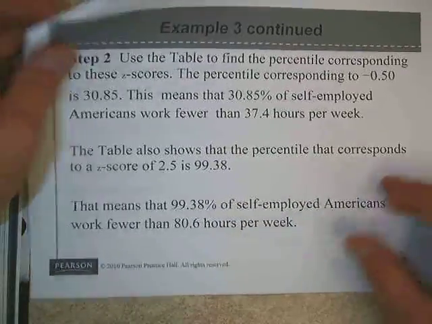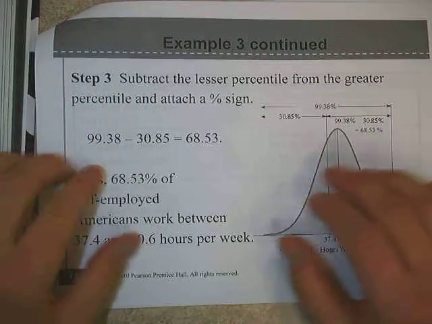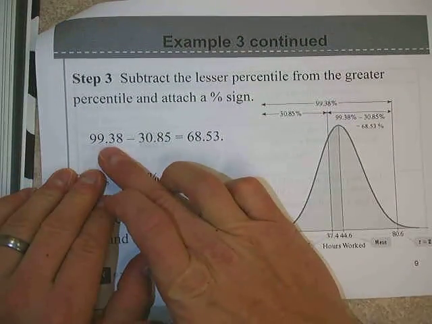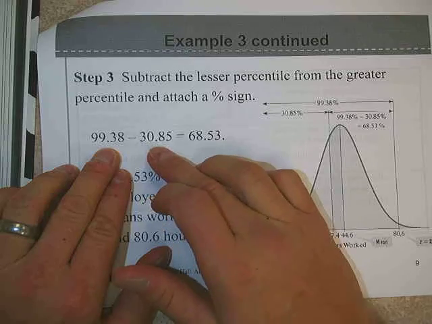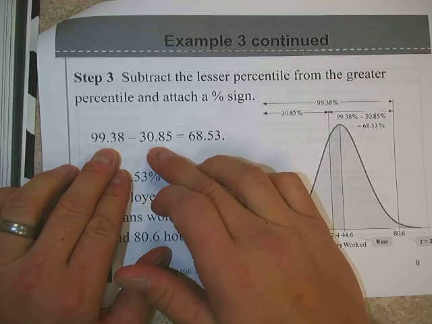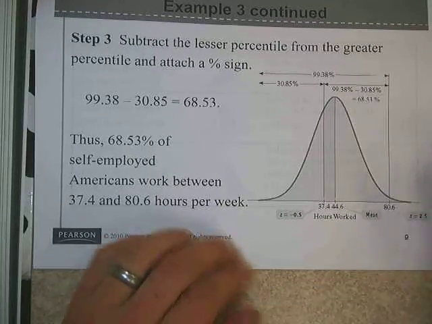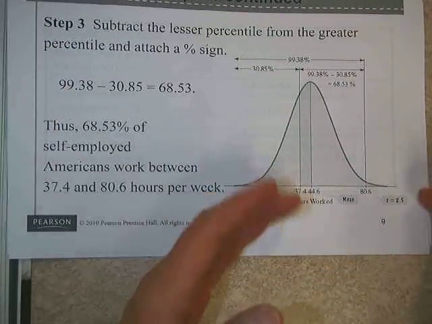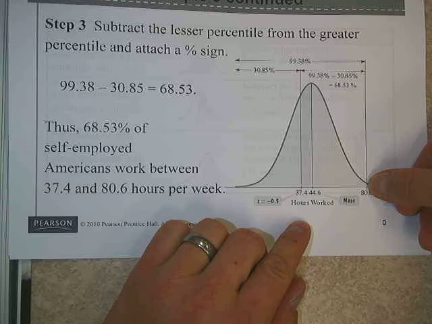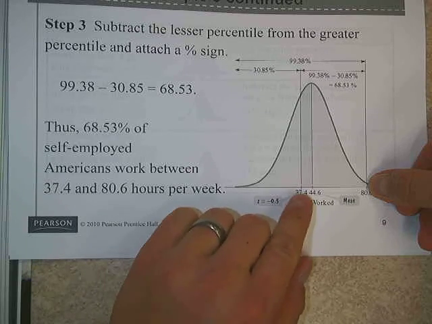And ultimately, the two numbers that we got, of course, as I mentioned, are the 99.38. This is for the z-score of 2.5. This one corresponds to the z-score of negative 0.5. Okay, and ultimately, if we subtract those two, that's going to give us the amount in between.